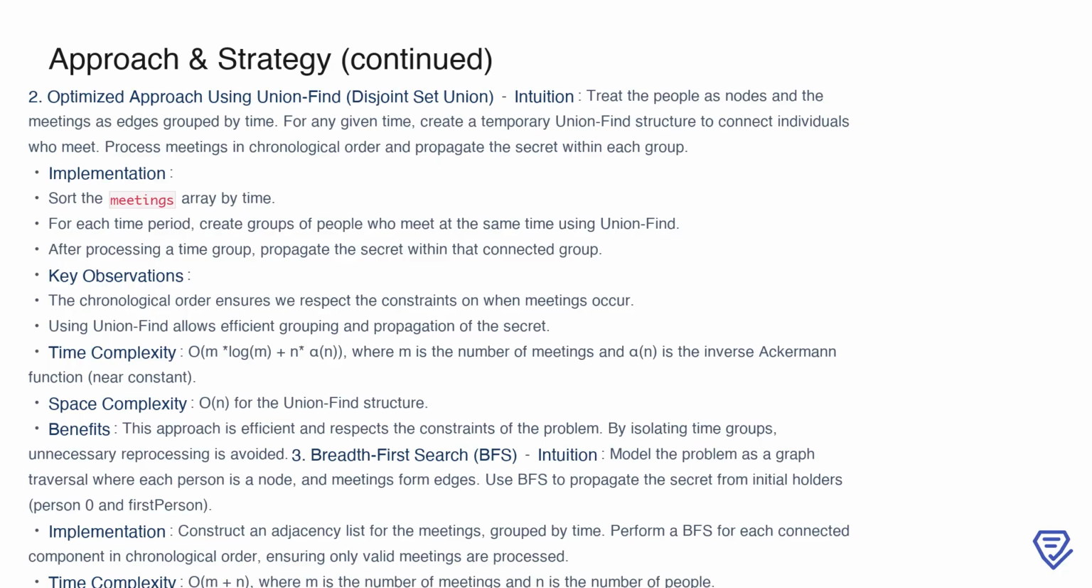Sorting the meetings ensures we respect the chronological constraints, while union-find operations allow efficient grouping and propagation. The time complexity is O(m log m + n α(n)), where m is the number of meetings and α(n) is the inverse Ackermann function, which grows extremely slowly. The space complexity is O(n) for the union-find structure. This approach avoids unnecessary reprocessing and scales efficiently, making it well-suited for the problem.